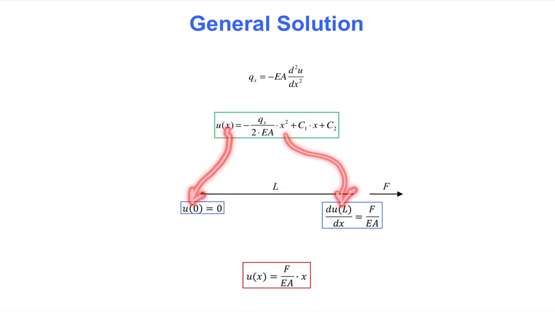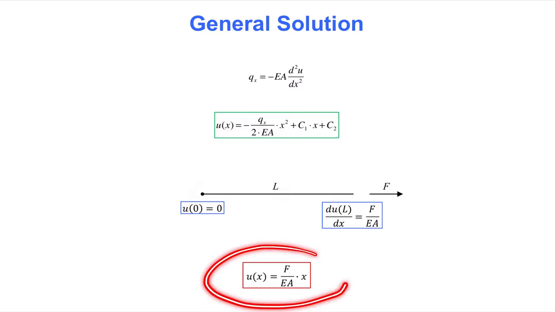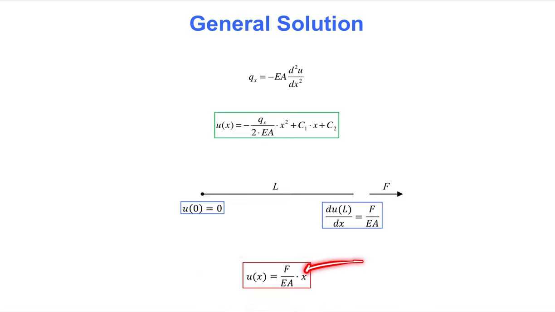After we have found their value, we are left with the final solution in the red box at the bottom of this slide. It does indeed show a linear variation of the displacement along this truss member. It also shows that the displacement is zero when x is zero. Finally, it shows that the displacement is equal to F over EA times L on the right-hand side, where the external load is applied.